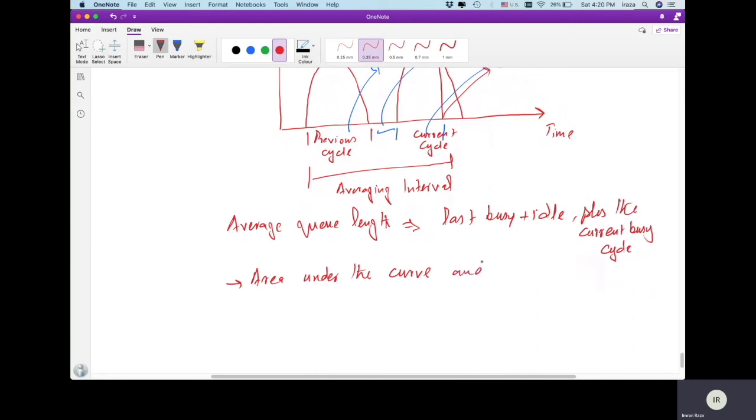and then it divides it by the time interval to compute the average queue length.